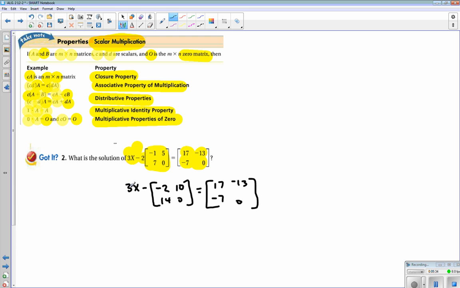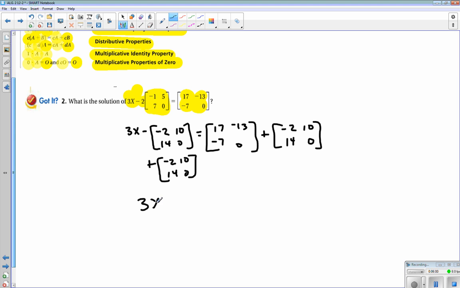All right, so to get this X matrix by itself, I'm going to add this doubled matrix to both sides, since it is a minus. So then I have 3X equals, I'm going to add each of these elements together. 17 plus negative 2 is 15. Negative 13 plus 10 is negative 3. Negative 7 plus 14 is 7. And 0 plus 0 is 0.